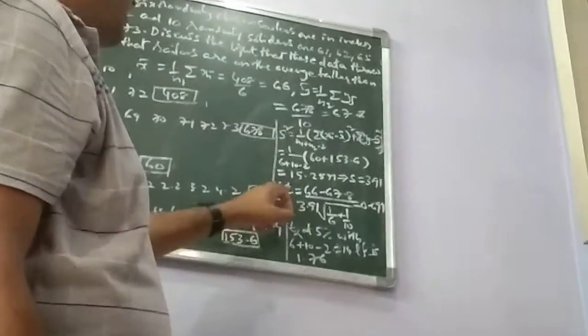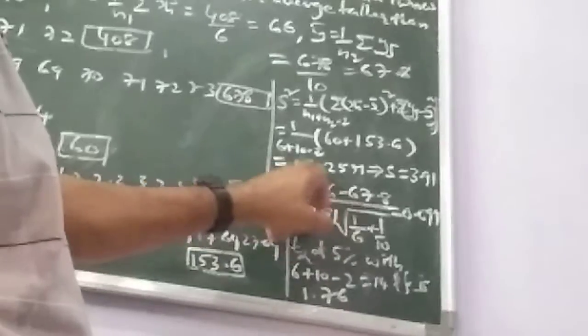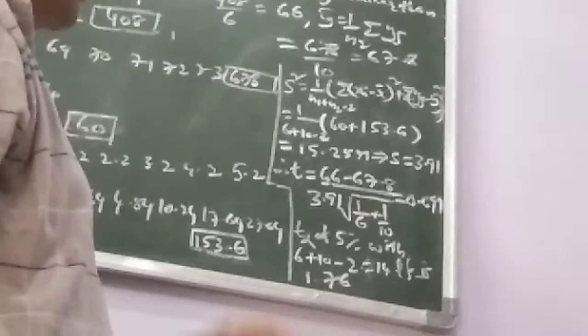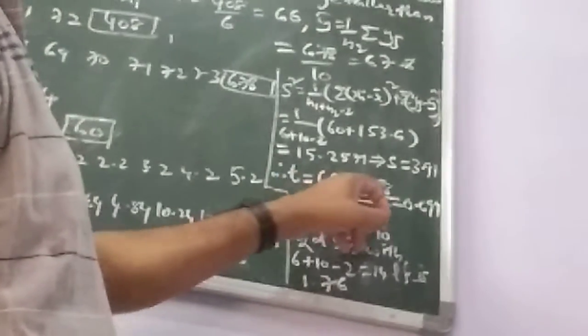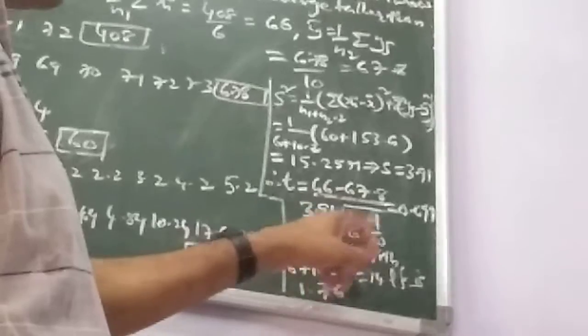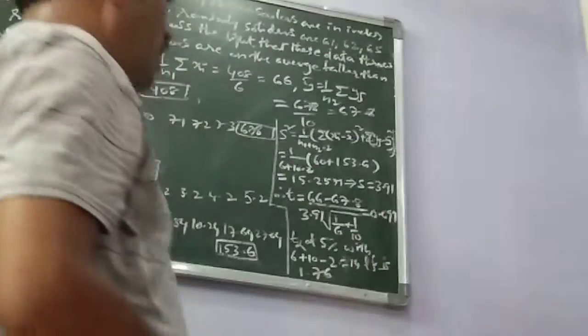So take that statistic formula. T equals x bar minus y bar by s times square root of 1 by n1 plus 1 by n2. That is 66 minus 67.8 by 3.91 times square root of 1 by 6 plus 1 by 10. The simplified value is 0.099.